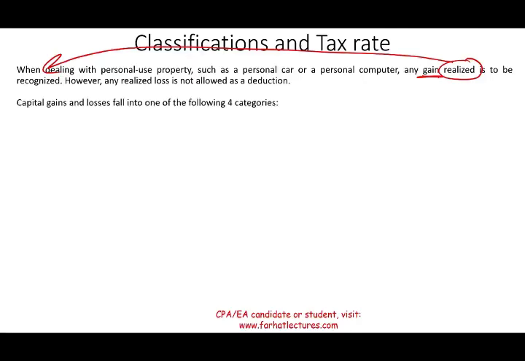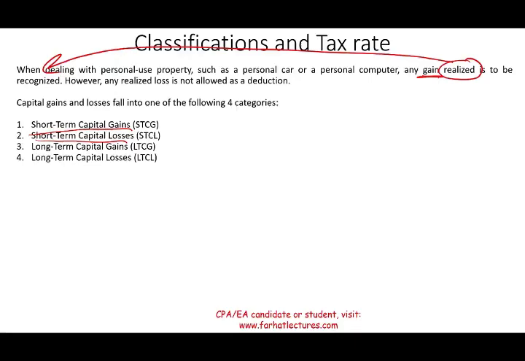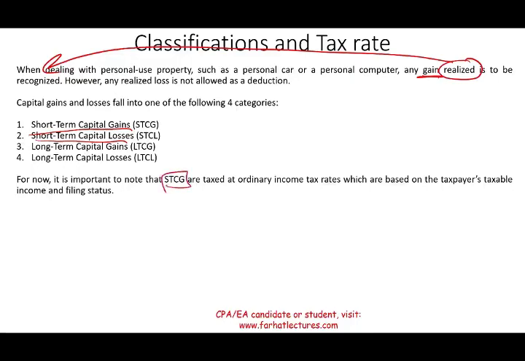Now, capital gains and capital losses fall into one of the following 4 categories, and this is going to be discussed in much more detail later. Short-term capital gains, short-term capital loss, and short-term means 12 months or less. Long-term capital gains, long-term capital loss, obviously more than a year. For now, it's important to note that any short-term capital gain is treated as ordinary income.